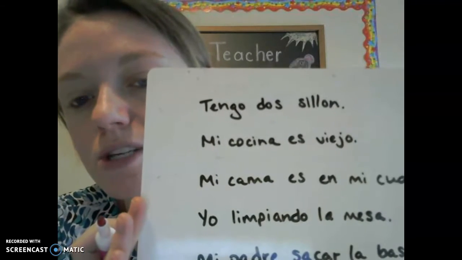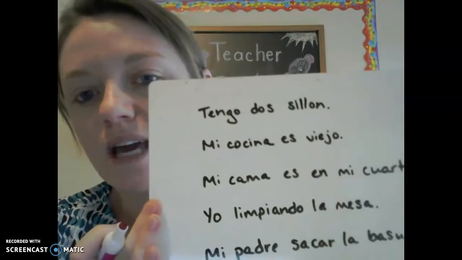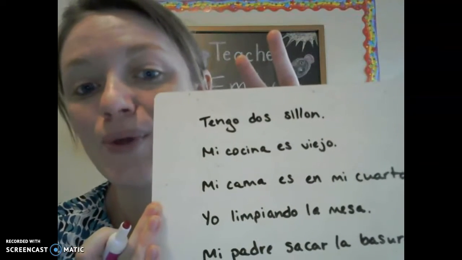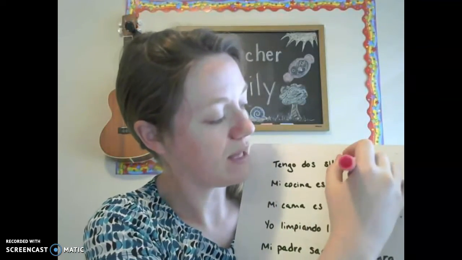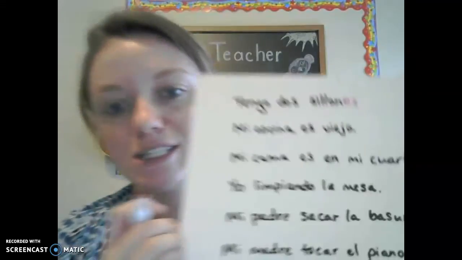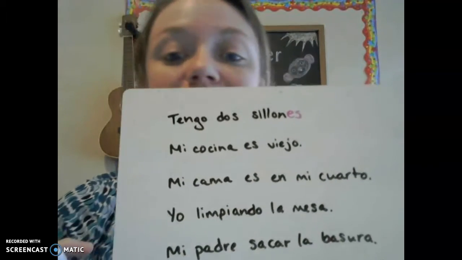Tengo dos sillón. Remember, sillón is like armchair. The problem with this is that we have two. Tengo dos. So sillón is singular. We need to make it plural. So I'm going to say tengo dos sillones.